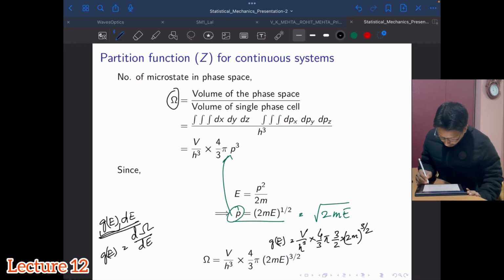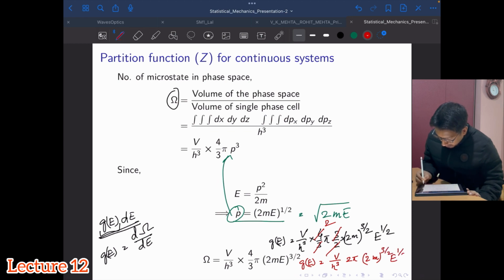So 2m, then I will remain with E to the power half. For that, now simple math, the 3 will get cancelled out, this 2 and this will remain at 2. So G of E will be given by V by h cube, so 2 pi will be remaining, and then 2 to the power m and E to the power half, okay.